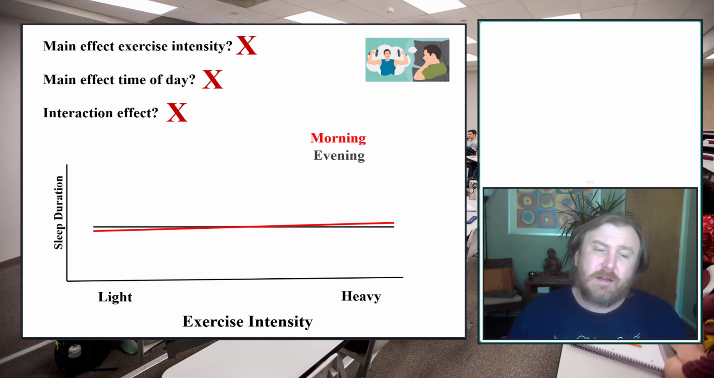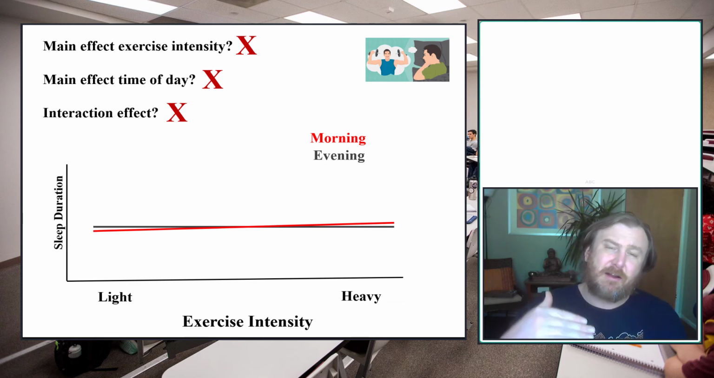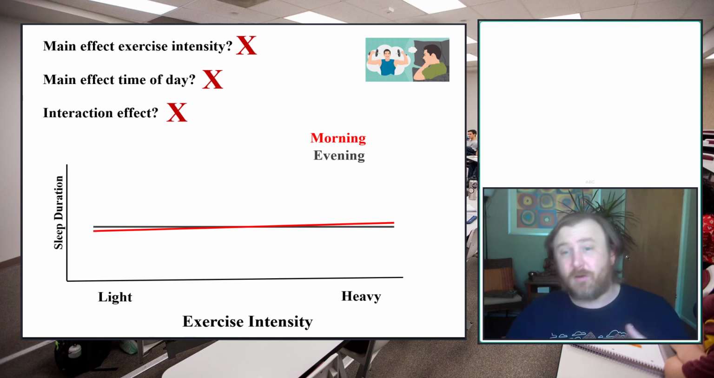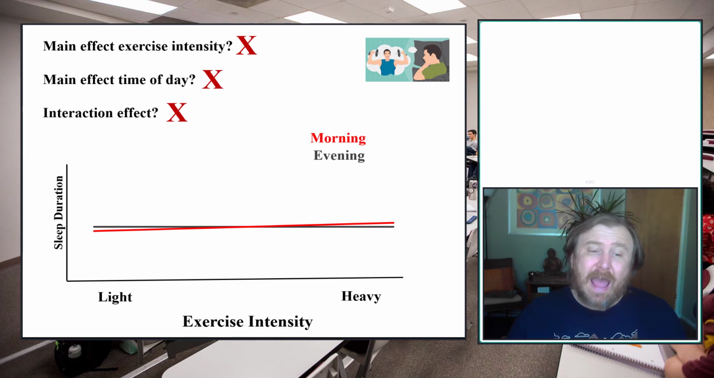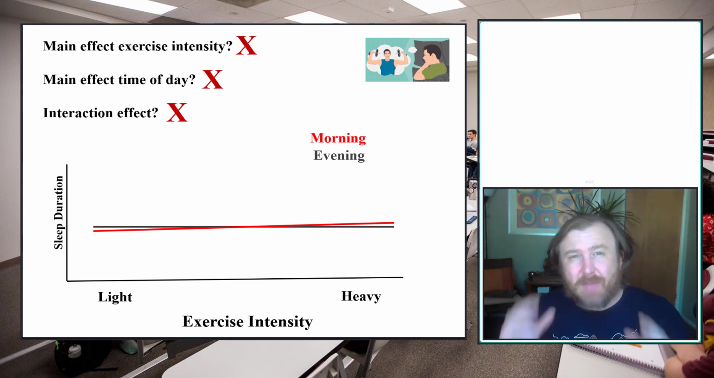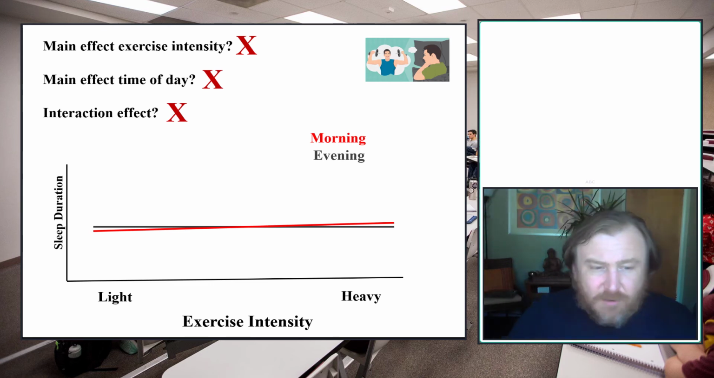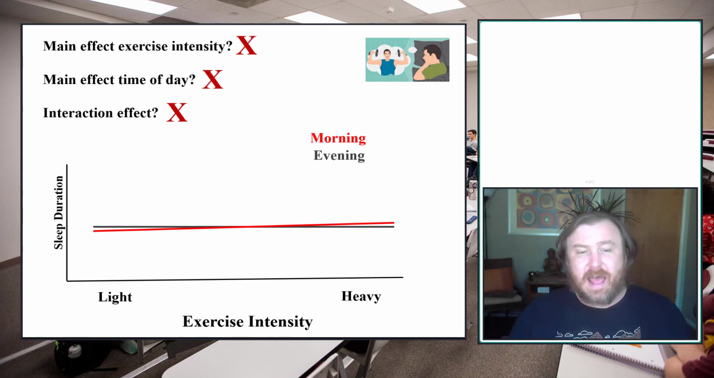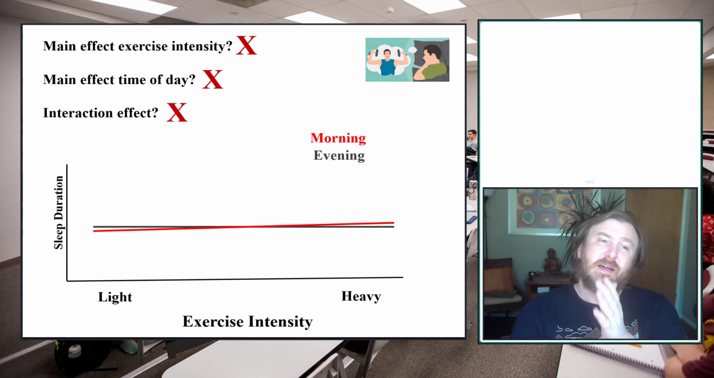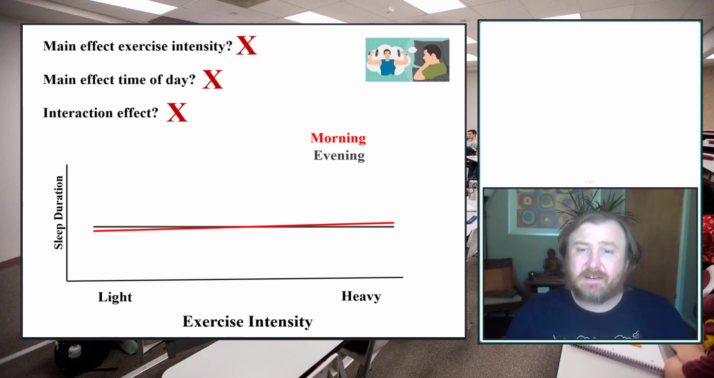Okay, and then morning versus evening. Well, the red line isn't much higher or lower than the gray line. They're right on top of each other, right? So if we imagined trying to find the average of light and heavy on the red line and the average of light and heavy on the gray line, so we had 2 points in the middle, right? This is going to be our main effect of time of day.